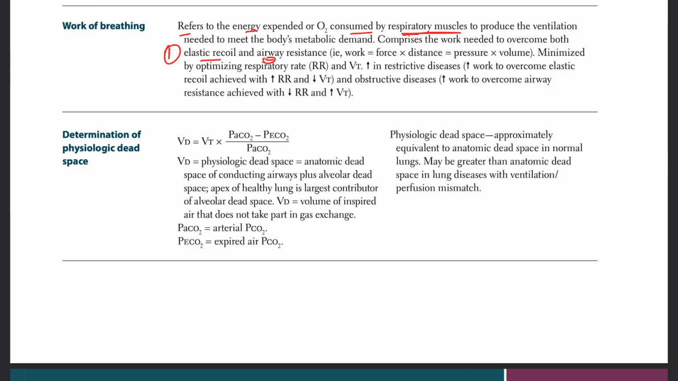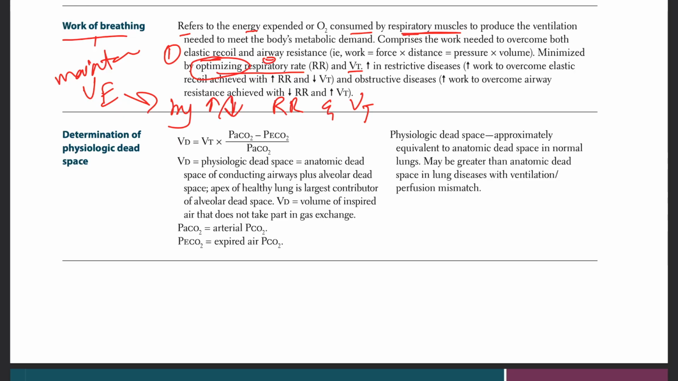Now what are we trying to say here? Simple. This next line is important: minimize by optimizing respiratory rate and the VT. So we can minimize this work of breathing. So what is work of breathing in a nutshell? It is basically that you maintain the VE. But to maintain VE, and we will see how, by optimizing, or by increasing or decreasing, RR, which is your respiratory rate, and your VT, your tidal volume.